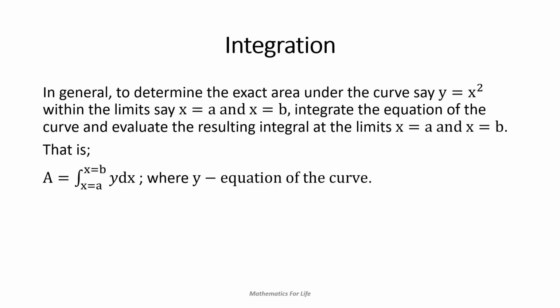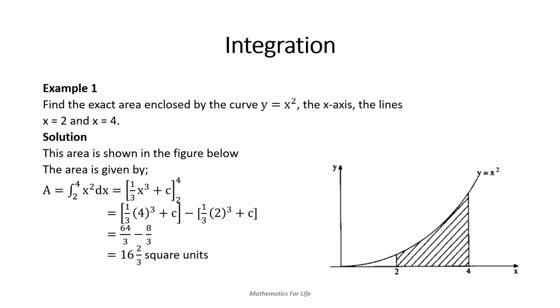In general, to determine the exact area under the curve, say y = x², within the limits, say x = a and x = b, involves integrating the equation of the curve and evaluating the resulting integral at the limits of x = a and x = b. And this can be represented by the equation A = the integral from x = a to x = b of y dx, where y is the equation of the curve.